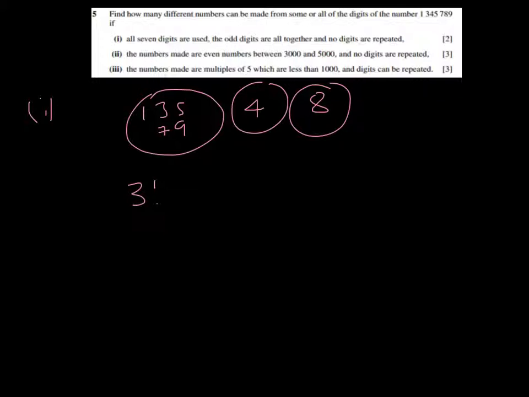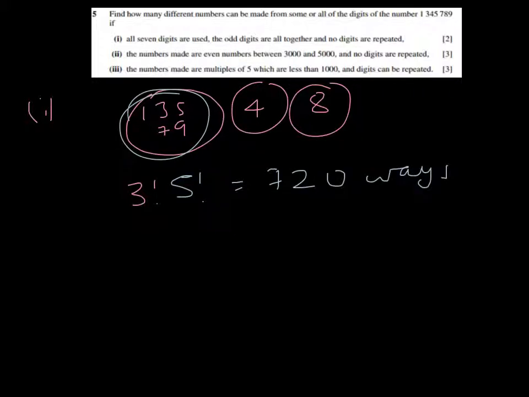But within this group here, there's 5 factorial ways that I can arrange them. So it's going to be 3 factorial times 5 factorial, which if I just do that quickly on my calculator, is 720 ways that you can do that. Okay, so that's part 1.